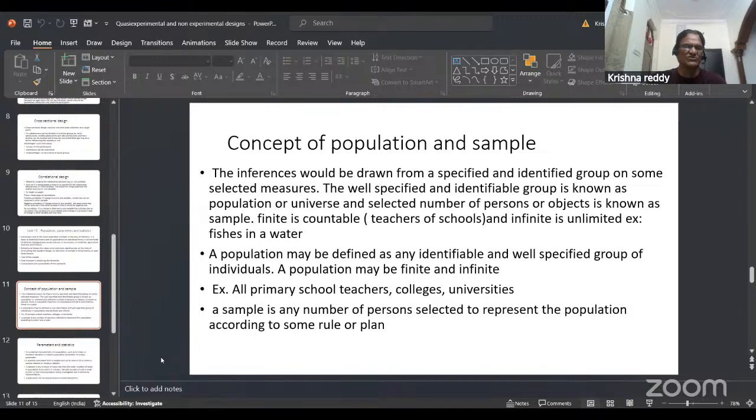So why are we sampling? It's very difficult. If there is a large or big group, you cannot collect the data on the basis of your time and resources. That's the reason why we go for random sampling or sampling.